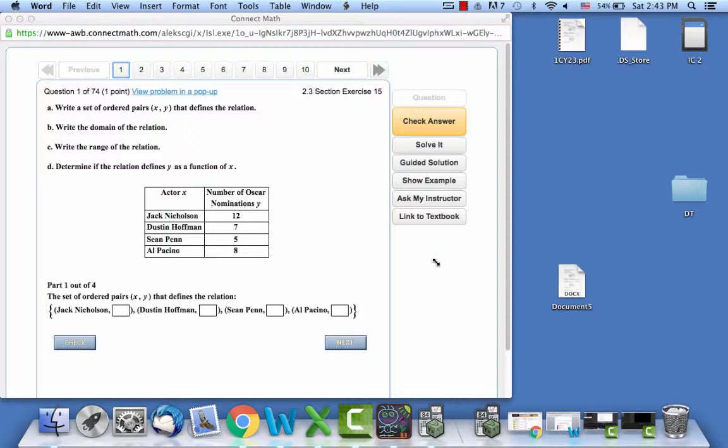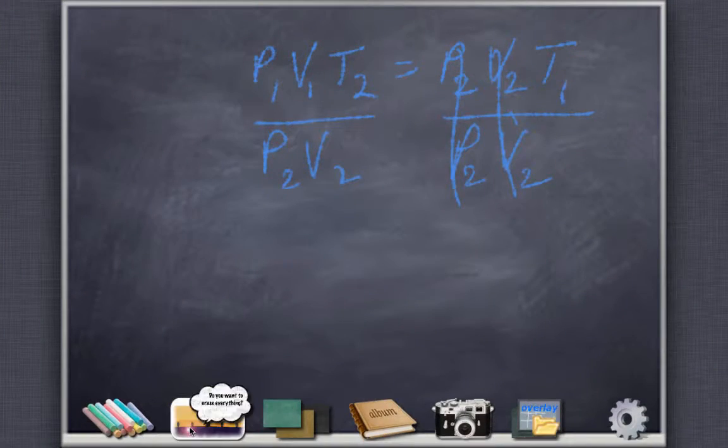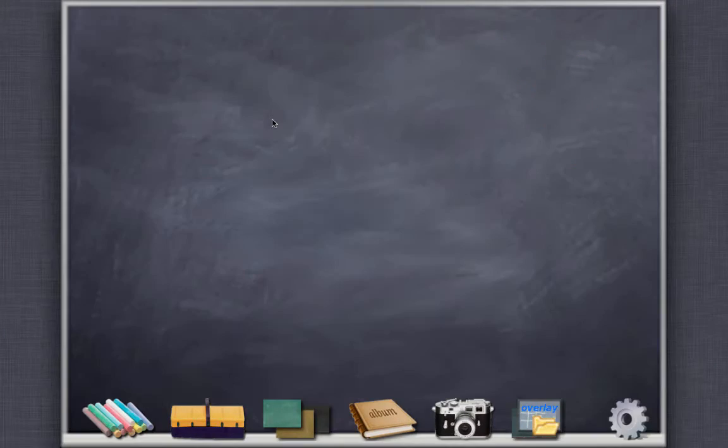Okay, so this is for 2.3, and I'm actually gonna skip 12 for this one. As you can see, there's 74 problems here, so I'm gonna do the first one and then 13 and then 25 and so forth. Let me open with a note about functions.